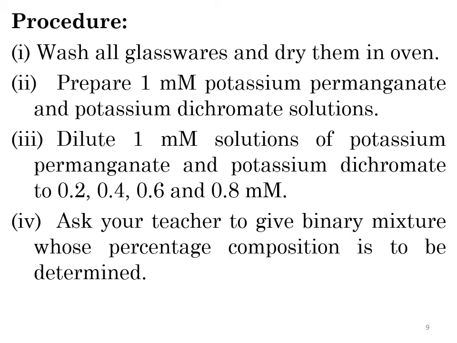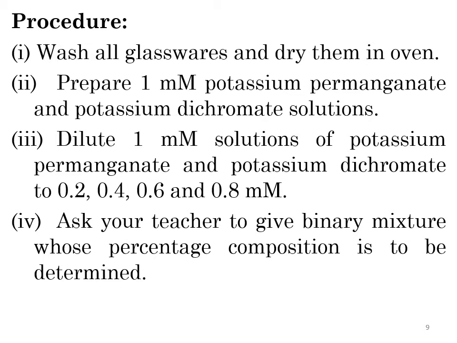And now the procedure. First of all, in order to perform any experiment, one needs to wash all the glasswares which are required in the experiment and dry them in the oven. Then for this experiment, you need to prepare a 1 millimolar solution of potassium permanganate and similarly a 1 millimolar solution of potassium dichromate.